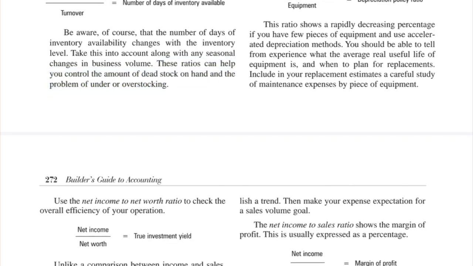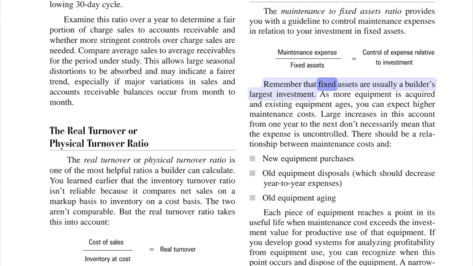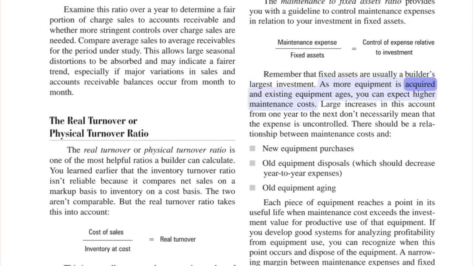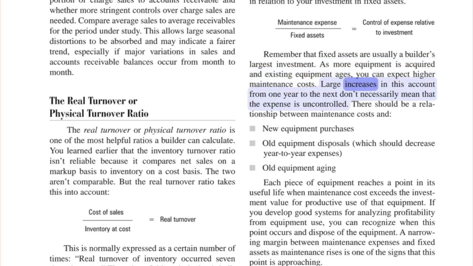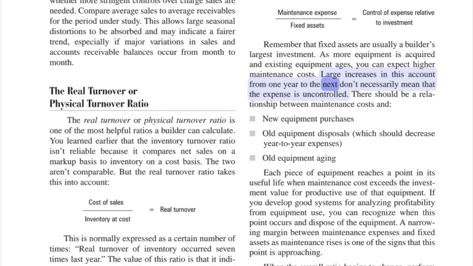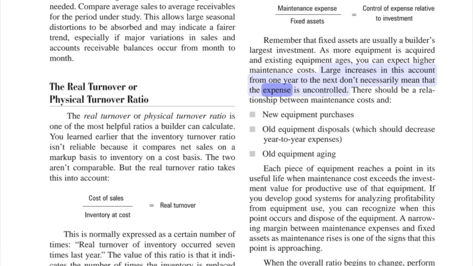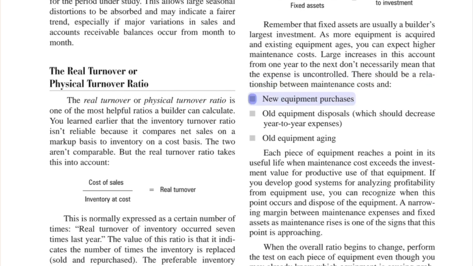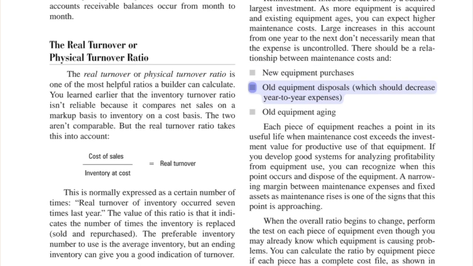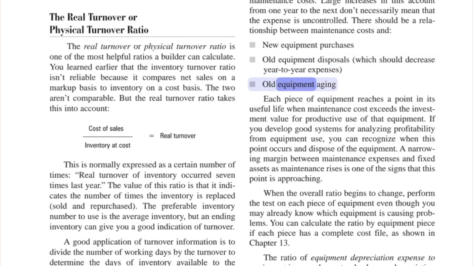Other useful ratios. The maintenance to fixed assets ratio provides you with a guideline to control maintenance expenses in relation to your investment in fixed assets. Remember that fixed assets are usually a builder's largest investment. As more equipment is acquired and existing equipment ages, you can expect higher maintenance costs. Large increases in this account from 1 year to the next don't necessarily mean that the expense is uncontrolled. There should be a relationship between maintenance costs and new equipment purchases, old equipment disposals, and old equipment aging.